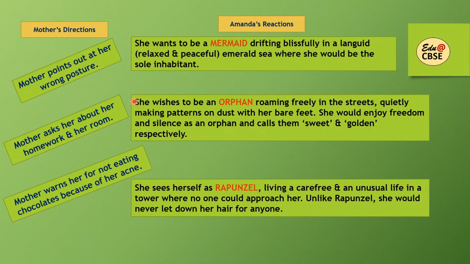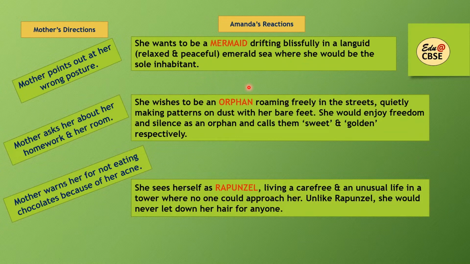Now let's have a look quickly what's happening in the poem. So mother की ये directions है और ये Amanda के reactions है. So mother जब direct करती है Amanda को about her wrong posture. So at that time what Amanda's reaction is. So Amanda उस time सोचती है कि काश मैं एक mermaid होती. So she wants to be a mermaid, drifting blissfully in the languid, relaxed or peaceful emerald sea where she would be the sole inhabitant.